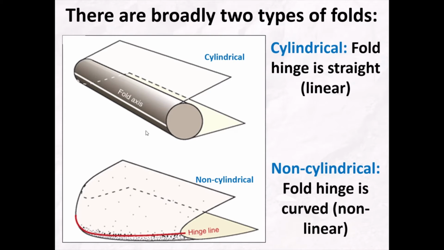Right, there are broadly two types of folds. One type of fold is called a cylindrical fold, and that's where the fold axis is straight, and a non-cylindrical fold where that fold hinge itself is curved. It isn't a straight line, it's a curve. So cylindrical and non-cylindrical folds, and we'll see examples of these 2 different types.